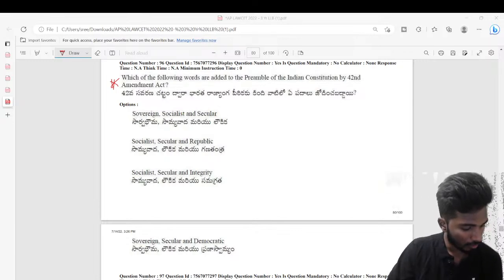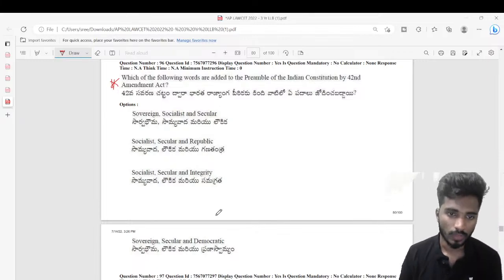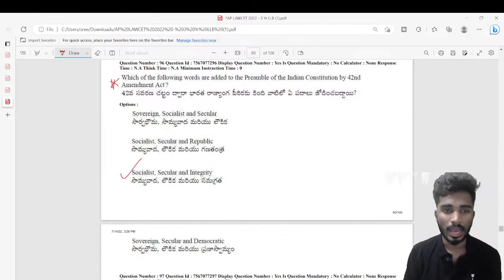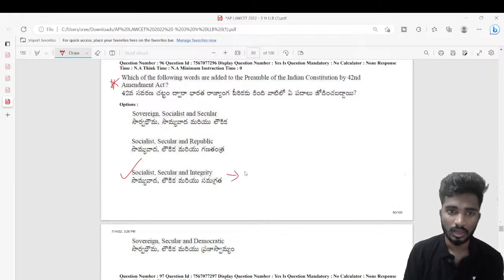Very good Alpha, very good Rahul, very good Vijaya, very good Gardas. So the answer is socialist, secular and integrity. Sovereign already undi, republic is already there, right? So democratic and sovereign is already there. So socialist, secular and integrity were added by the 42nd Constitutional Amendment Act of 1976.